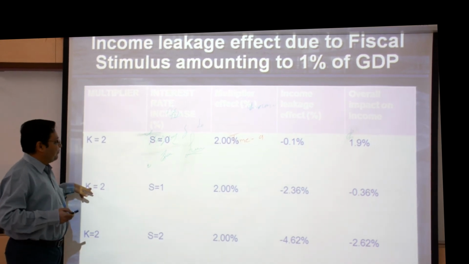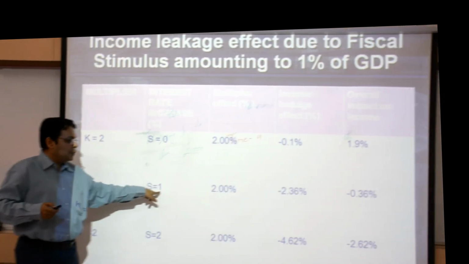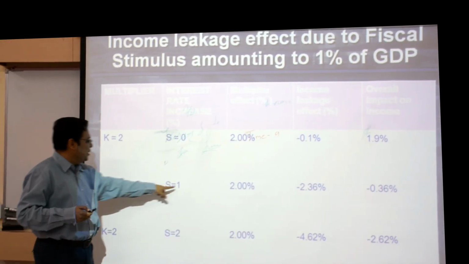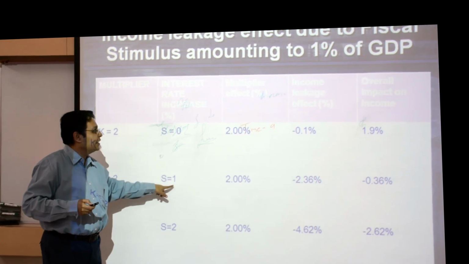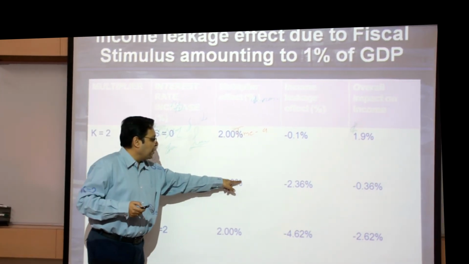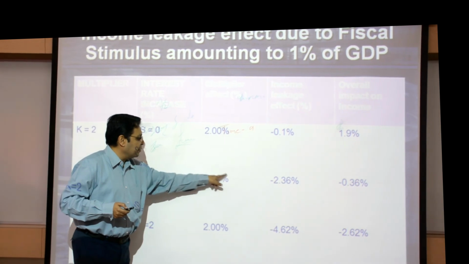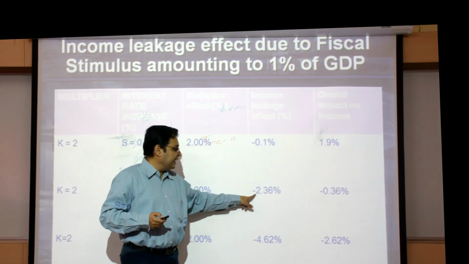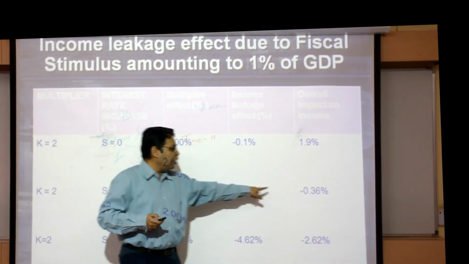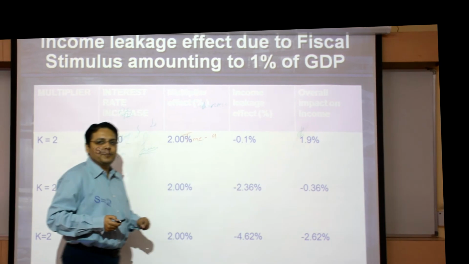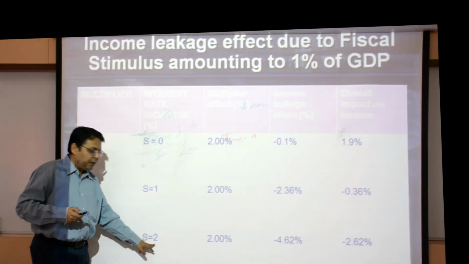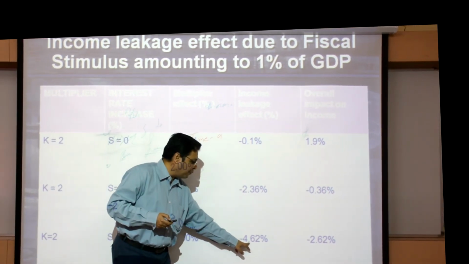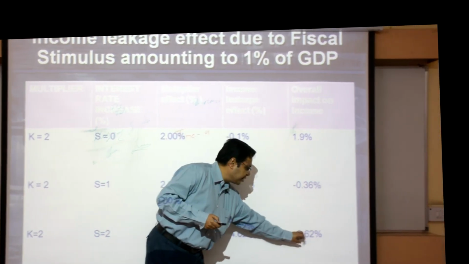However, let us say everything is the same, but the interest rate rises by 1%. Under that situation, the money that comes in through the multiplier effect is going to give a growth of 2%, but what goes out is 2.36%. So, the economy shrinks by negative 0.36%. And if the interest rate goes up by 2, of course, what comes in is 2%, but what goes out is minus 4.62%. So, the economy shrinks by minus 2.62%.